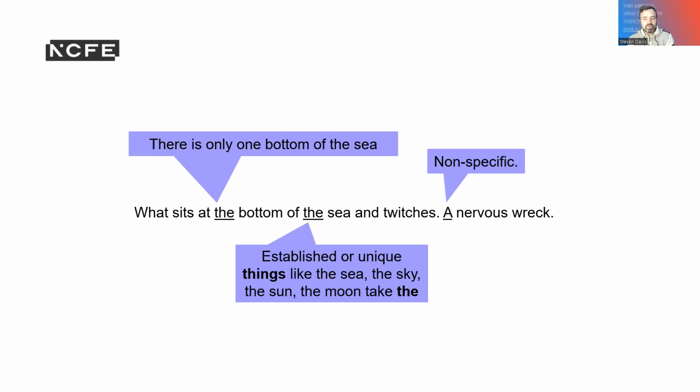So, what sits at the bottom of the sea? There is only one bottom of the sea. So, established or unique things like the sea, the sky, the sun, the moon, take the. So what sits at the bottom of the sea and twitches?